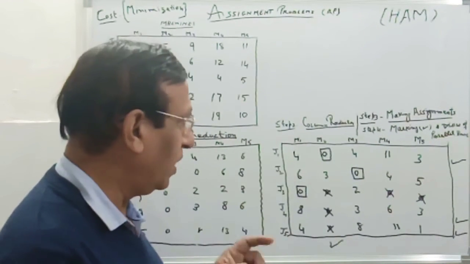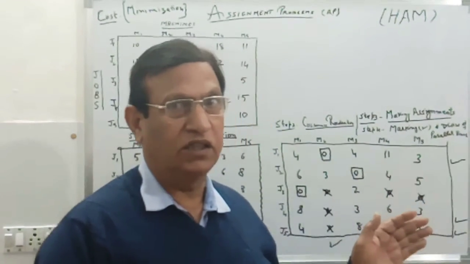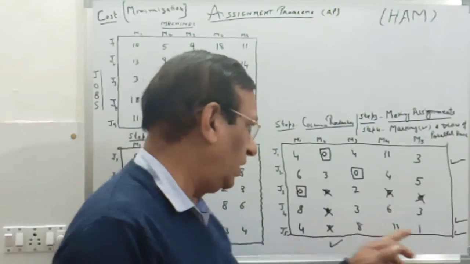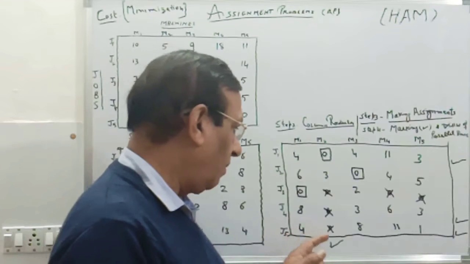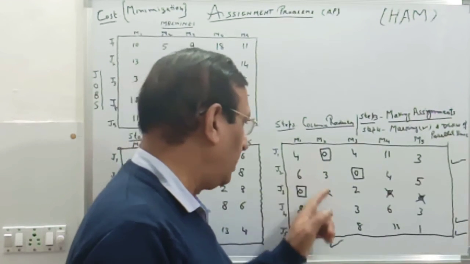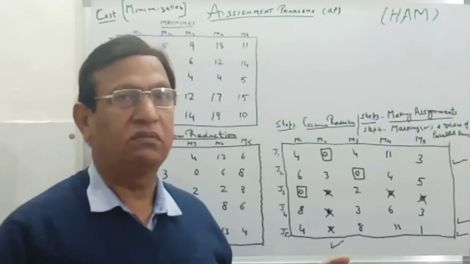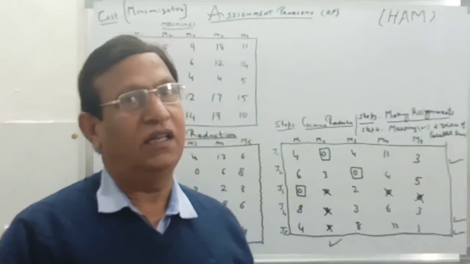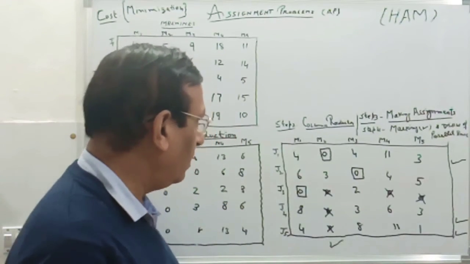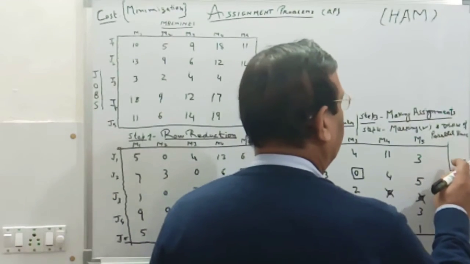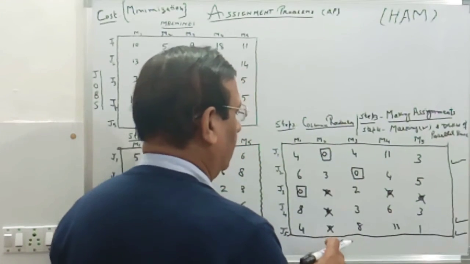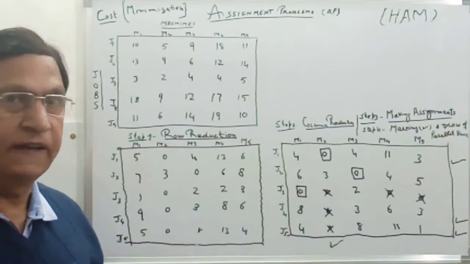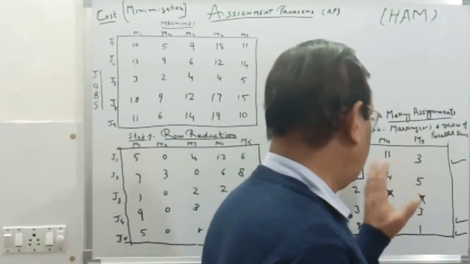There are 3 points. One is mark the rows in which there is no assignment. Second is mark the column in which there is 0 in the marked row. Third is mark the row in which there is assignment in the marked column. And repeat your step till further marking is not possible. Now here further marking is not possible. In this row again 0 is there, already marked. Again this is marked, assignment is there, already marked. So finish. Now marking is complete.